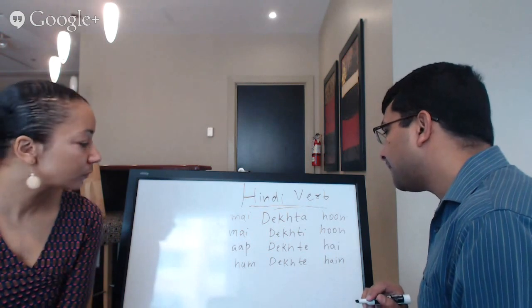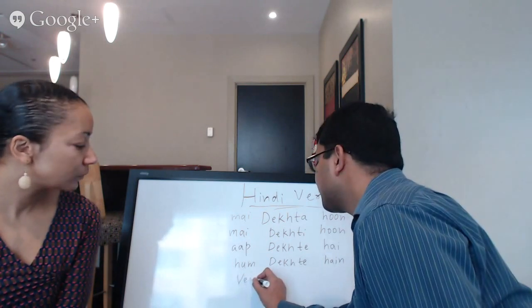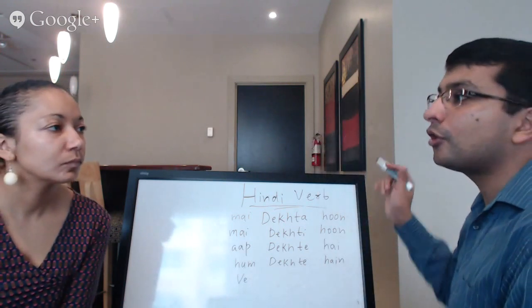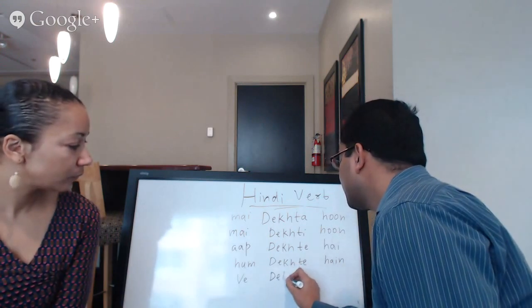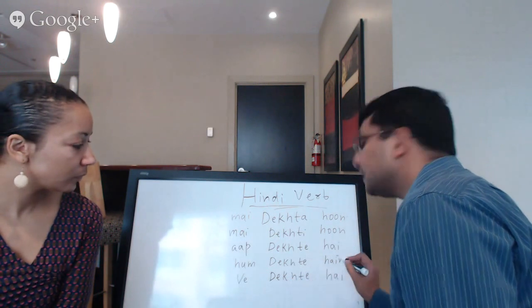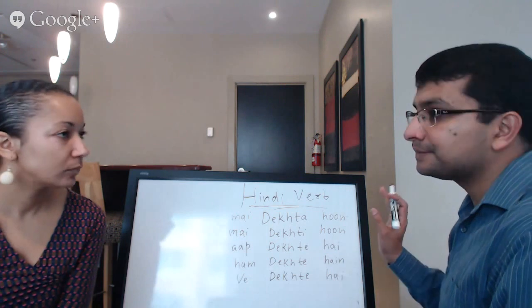मैं, हम, and then वे. वे is they. Okay, they is like if you're talking about a group of people. Okay, so वे देखते हैं. Same thing as this one. वे देखते हैं. Okay, plural third person.